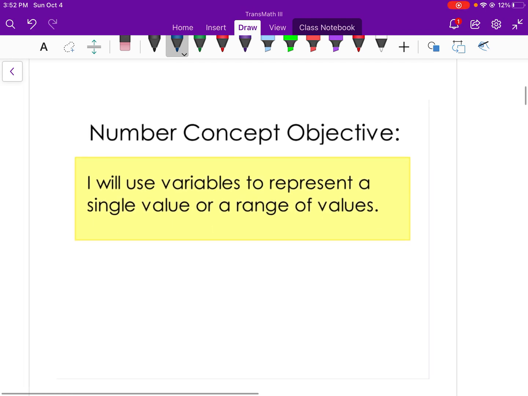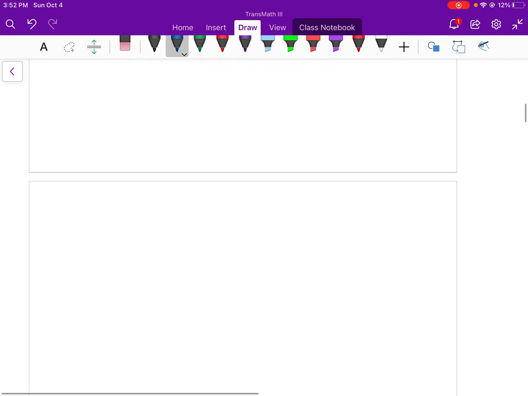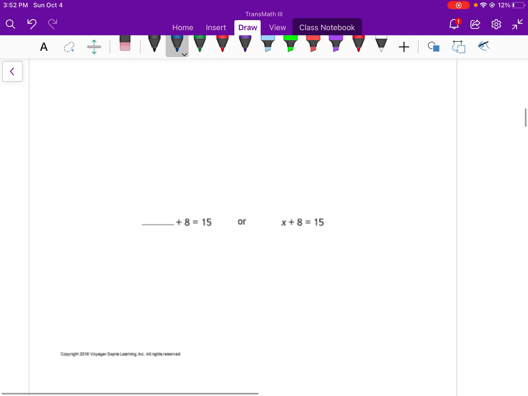Now, today, our objective: use variables to represent a single value or a range of values. Up to this point, you've seen a lot of things like what plus 8 is 15. Another way we can write this is x plus 8 is equal to 15. We're just representing that blank with a variable now.